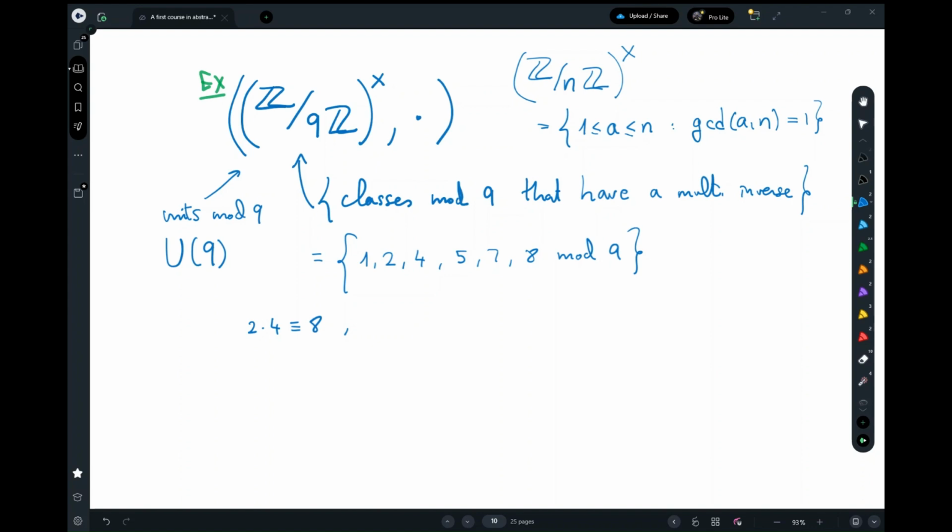So for example, 2 times 4 is 8, 4 times 5 is 20, but 20 is congruent to 2, because 20 is 18 plus 2. How about 4 times 7? That is 28. 28 is 27 plus 1. So this is 1 modulo 9.